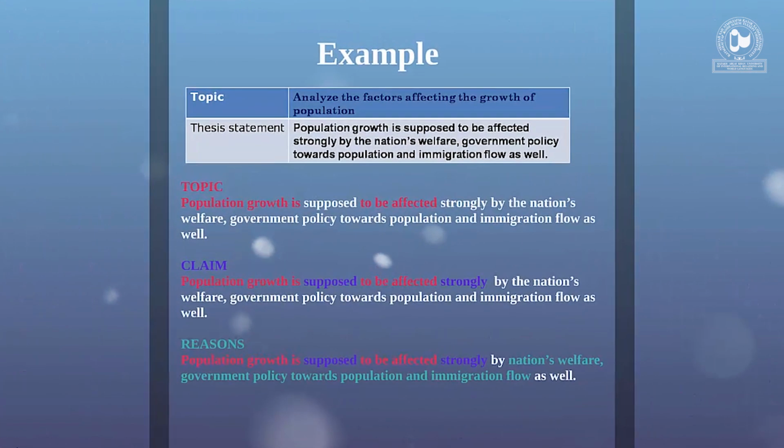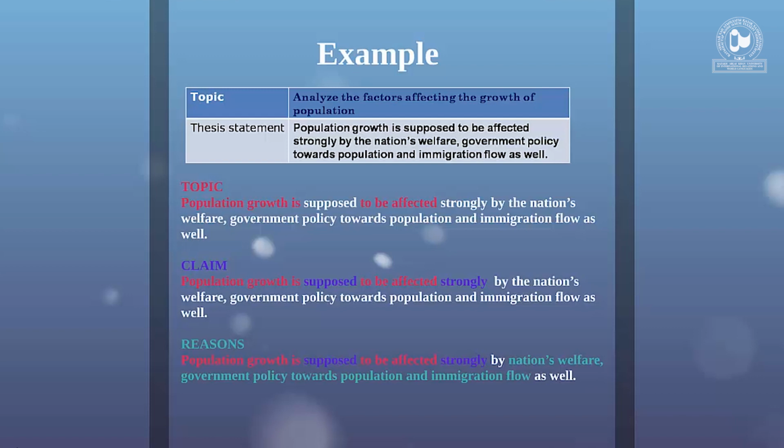Well, let's go back to our essay topic. Analyze the factors affecting the growth of population. Here is a sample thesis statement. "Population growth is supposed to be affected strongly by the nation's welfare, government policy towards population, and immigration flow as well." The topic is population growth is affected. The claim that states your position is "supposed strongly." Reasons are nation's welfare, government policy towards population, immigration flow.